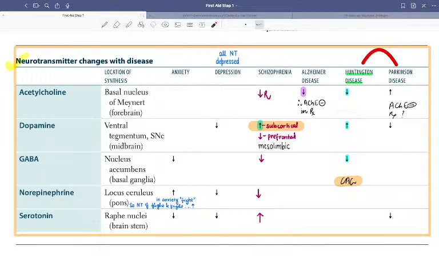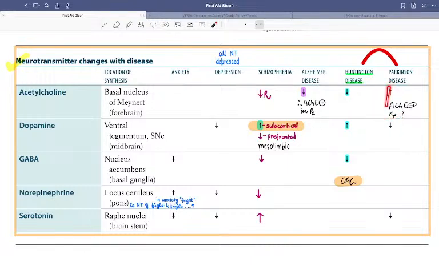Huntington's disease is also a Bengali mnemonic. In Huntington's disease, everything is decreased except dopamine, which is increased. Huntington's has come in NEET PG. And in Parkinsonism, obviously dopamine is decreased. Basically this is increased.